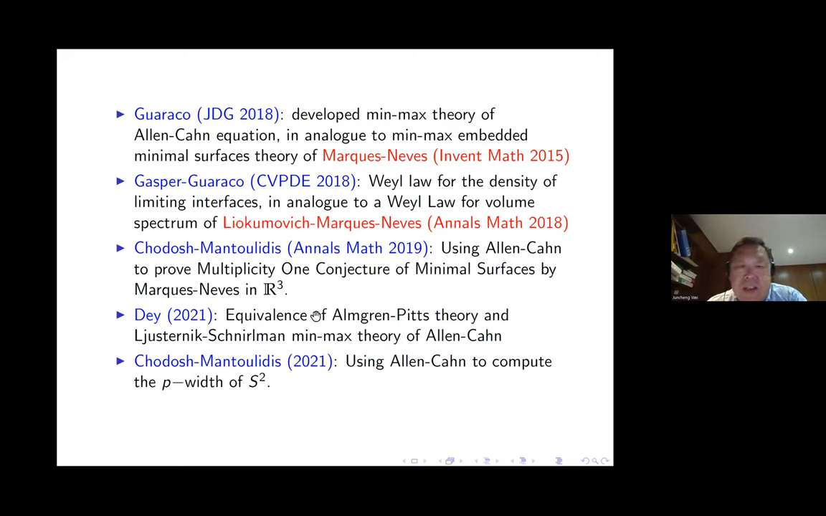And the recent result by Dey found the equivalence of Almgren-Pitts theory and Lusternik-Schnirelmann minimax theory of Allen-Cahn. And the most recent result is that Chodosh and Mantoulidis use Allen-Cahn to compute the p-width of S2. This is a very nice result. I am going to mention one of the key elements in this proof. Okay, so this is a general introduction of Allen-Cahn with minimal surfaces.